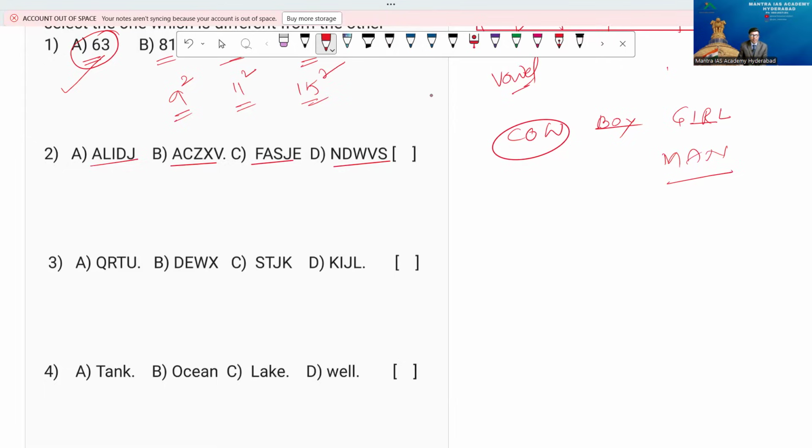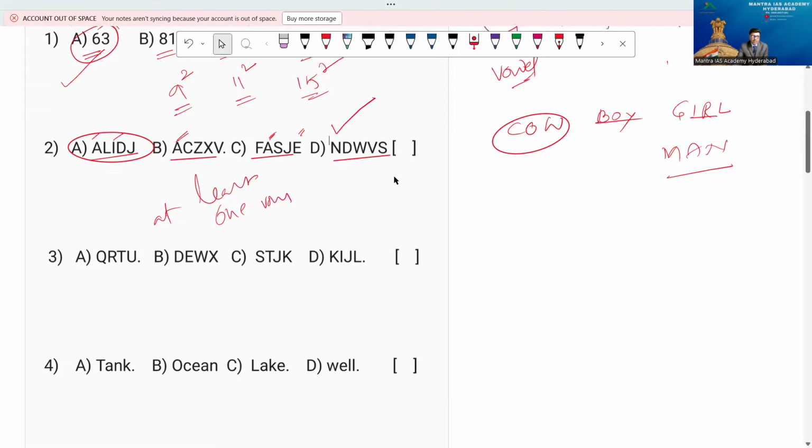The only one thing to observe here is that in every set we have 5 letters only. Then every set has one vowel minimum. In this case, of course, we have 2. In this case, we have 1. In this, we have A and E, 2 letters. In this case, nothing. So what do you say? At least one vowel. So the answer is NDWVS.